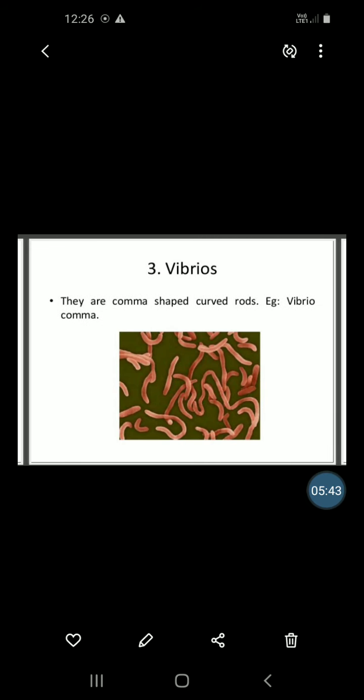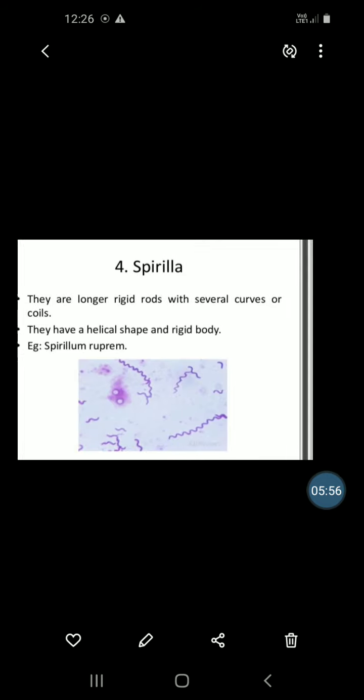Next, that is vibrios. These are comma shaped curved rods. Here we can see the image of vibrios, or the structure of vibrios. For example, Vibrio cholerae.